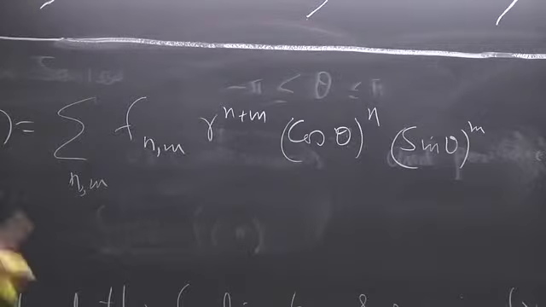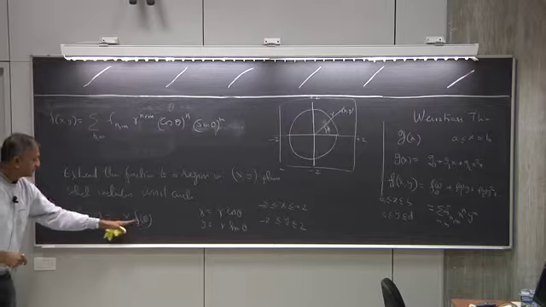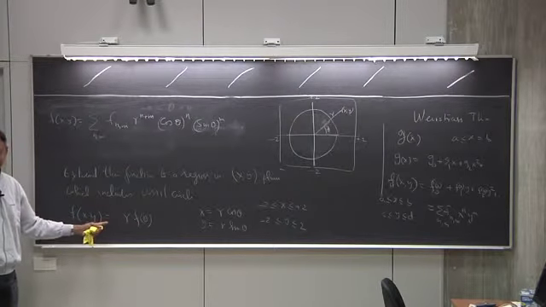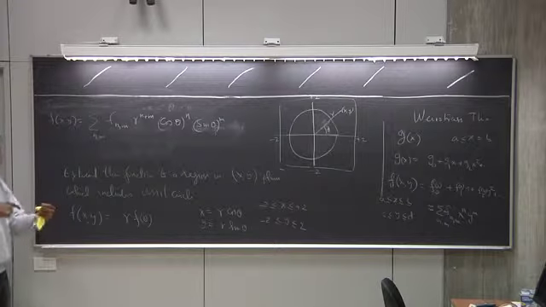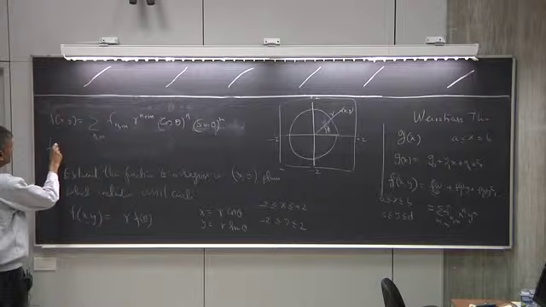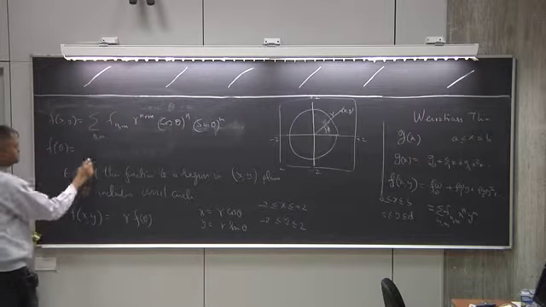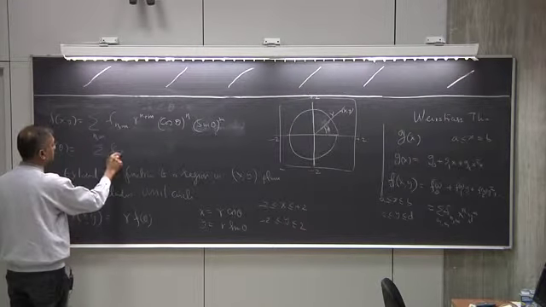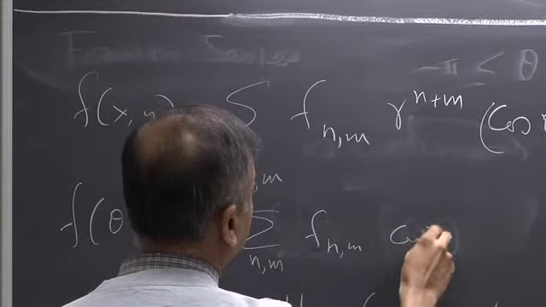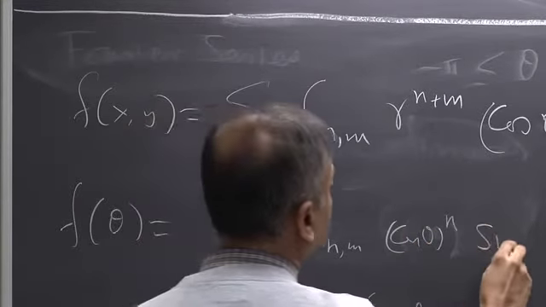Now, in particular, let's look at r equal to 1, since f of theta is given by simply f of x y evaluated at r equal to 1, the unit circle, right? So comparing this with that equation, we see that f of theta is simply this sum of f n m, cosine theta to the power of n, sine theta to the m.